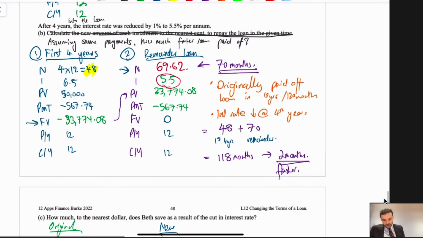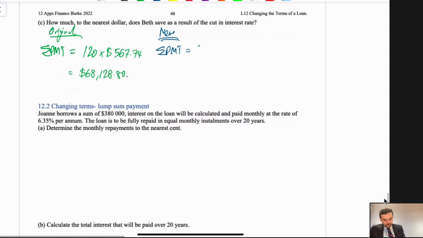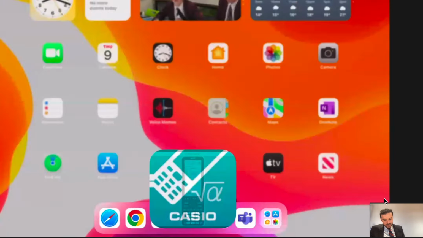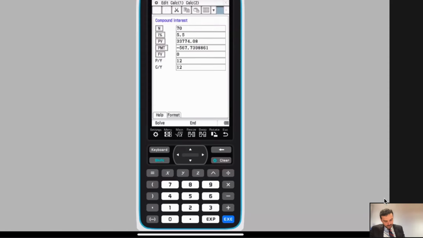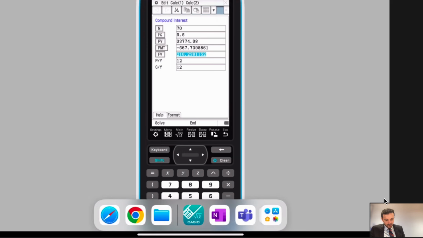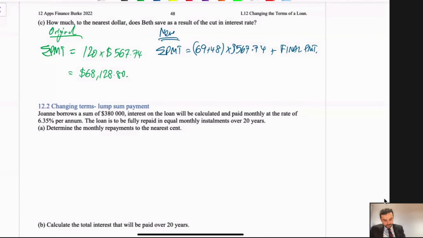Now the new amount, the sum of their payments, is going to be 69 plus 48 lots of $567.74, plus we've got to work out our final payment. Now how do we work out that final payment? We need to go back to our finance app. We change that to 70. Then we go FV, and this is their overpaid amount. So they've overpaid by 216.24.